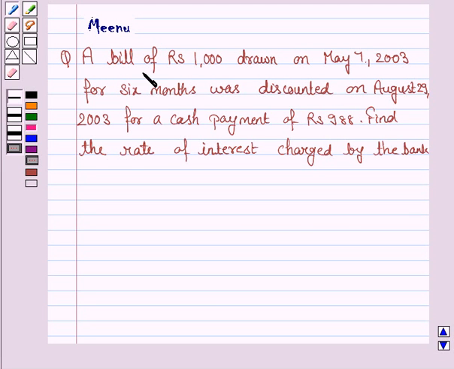It says a bill of rupees 1000 drawn on May 7, 2003 for 6 months was discounted on August 29, 2003 for a cash payment of rupees 988. Find the rate of interest charged by the bank. So let's now move on to the solution.